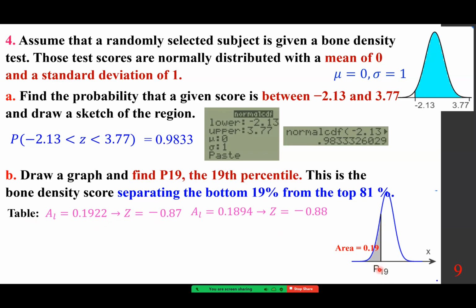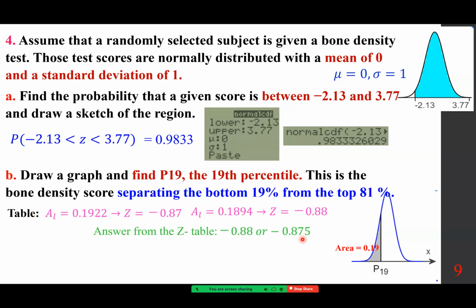When it's less than 0.19, 0.1894, the z is negative 0.88. That means we don't have this number, but we have this number between these two. You see that 0.19 is between 0.1894 and 0.1922. Therefore, the z-score is between these two, negative 0.87 and negative 0.88. So we're going to say negative 0.875. This is closer. If we were to choose one of those from the table, we would go with that. But we go in between.